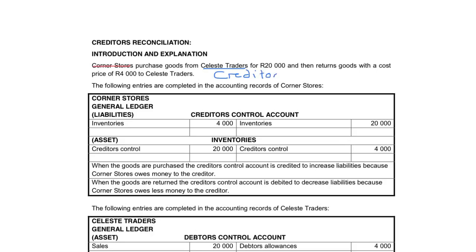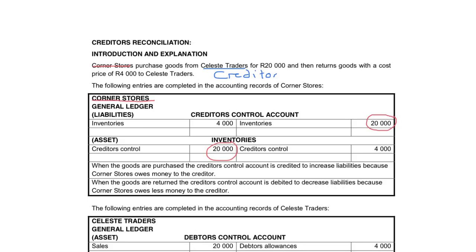So first of all, we buy 20,000 and then we return some of the goods to them again. When we do the creditors ledger, we are working in the books of the business, that is Corner Stores. We open a creditors control account and an inventory account. So when we buy the goods, we will show the inventory increase on the debit side and creditors control increase on the credit side. That means that the creditors increase in our books.